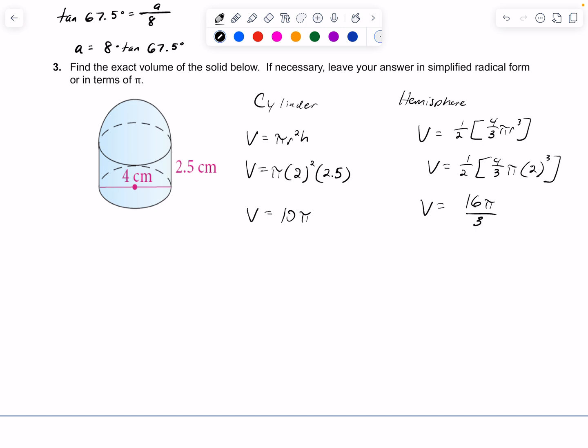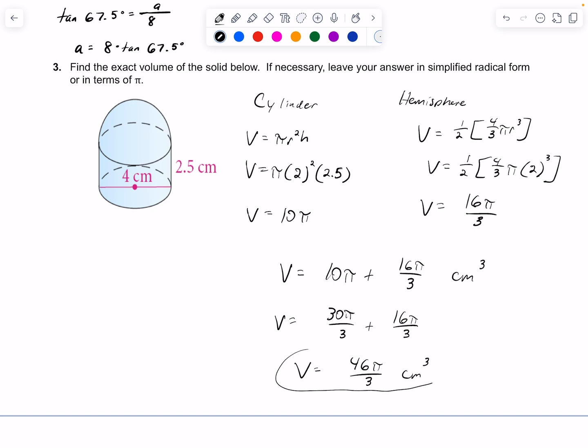Okay, so to find the volume of this solid below, you're going to add these together to get 10 pi plus 16 pi over 3 cubic centimeters. If you wanted to get a common denominator, you could. Rewriting 10 pi with a denominator of 3 would be 30 pi over 3 plus 16 pi over 3. So you could also write 46 pi over 3 cubic centimeters. So that is it for number 3.